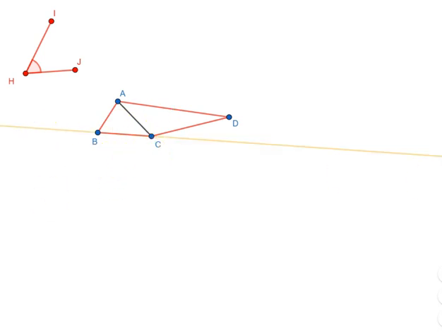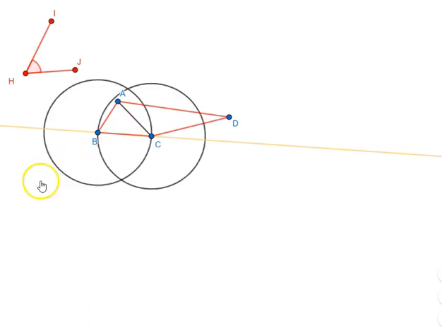So let's extend BC into a line. Now we have to figure out the midpoint. We know how to do that, and we have got the midpoint here. So let's hide this.